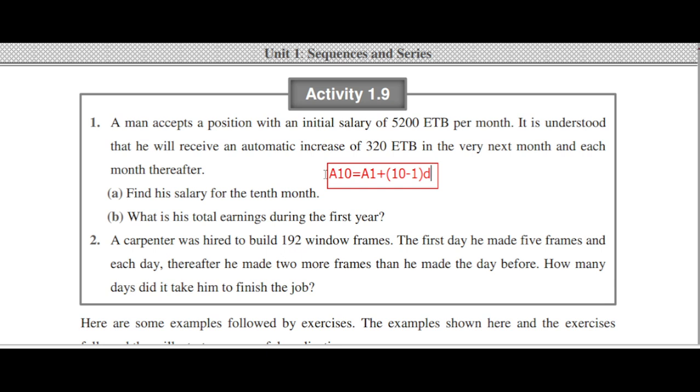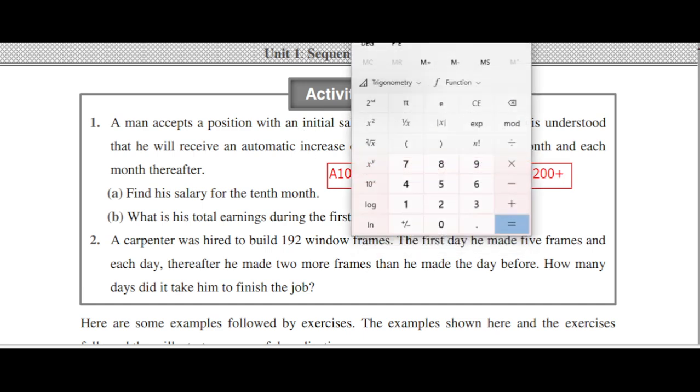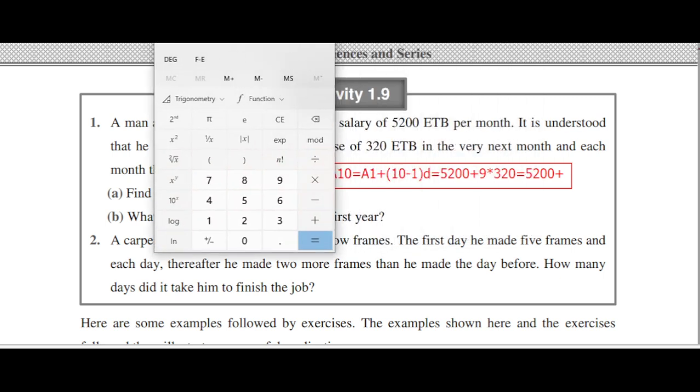This is equal to A1, we have 5,200 plus 10 minus 1, 9 times. What about d, the common difference? 320. This is equal to 5,200 plus 9 times 320. Let's multiply: 9 times 320 is equal to 2,880.